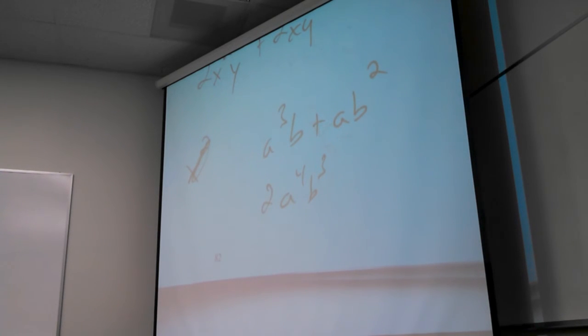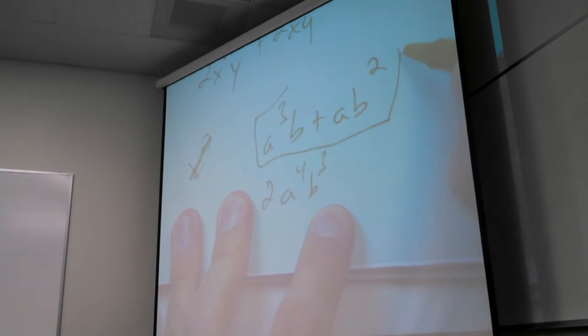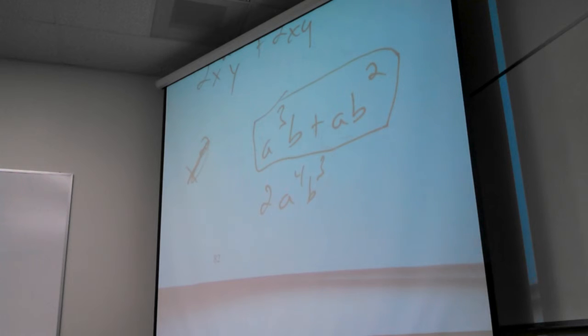So the answer would stay the same, a cubed b plus ab squared? Exactly. If I said simplify this, it's a little bit tricky because it's already simplified. You can't do anything. It's sort of like me saying factor 17. You're like, done. Can't do anything.